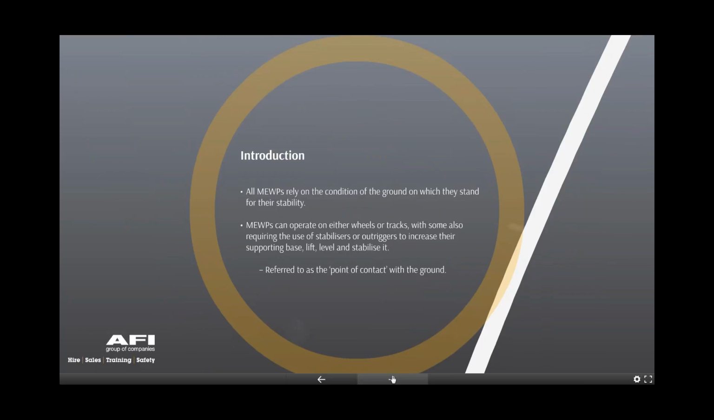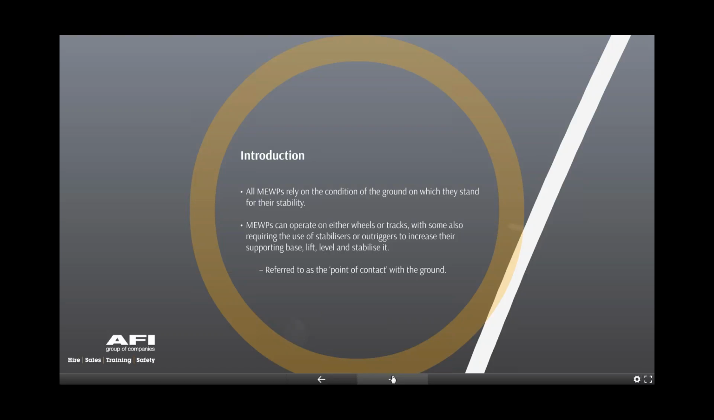Now there's a document that I'm working on at the moment, and collectively we've discussed this. We're going to refer to this as the point of contact with the ground, because you can have a truck mounted machine like you saw in the previous picture on eight wheels, but very shortly he's going to put four outriggers down and he's going to have a point of contact, which is four places. So stick with me on this and hopefully it'll make sense a wee bit later on.